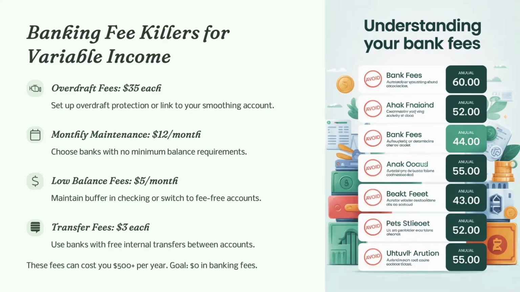Avoiding fees that eat into your variable income. When your income is variable, bank fees hurt more than they do for people with steady paychecks. A $35 overdraft fee when you're already having a slow month is brutal. Here's how to avoid the most common fees. Overdraft fees. Set up overdraft protection that transfers money from your smoothing account to your checking account if you accidentally overspend. Most banks offer this for free or for a small transfer fee that's way less than an overdraft fee.